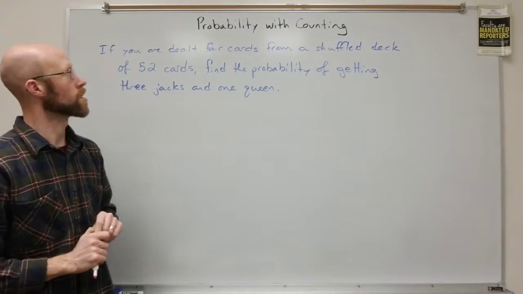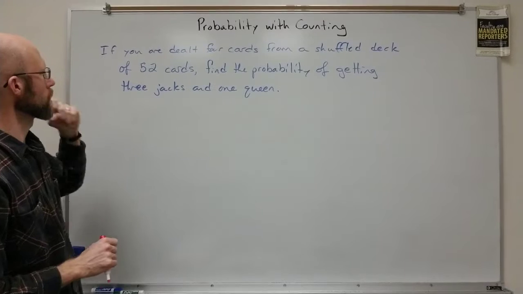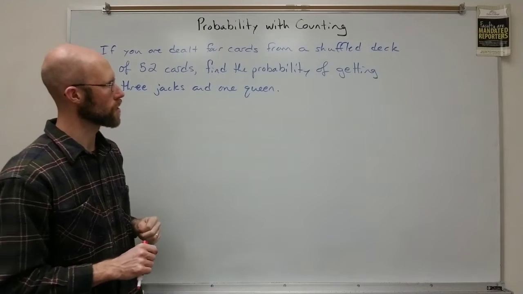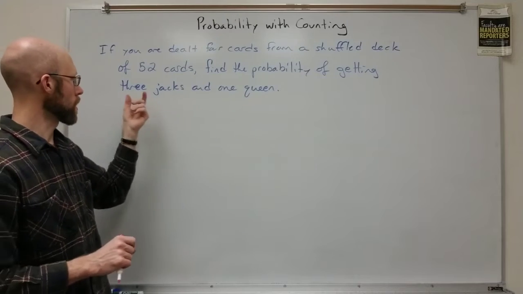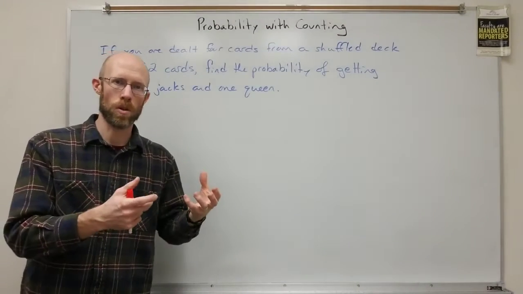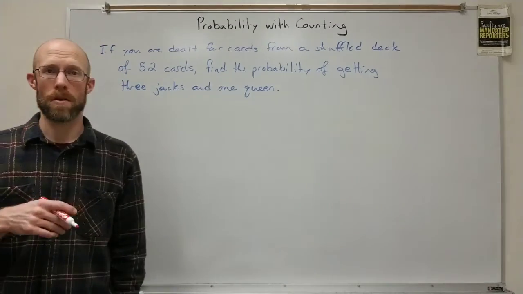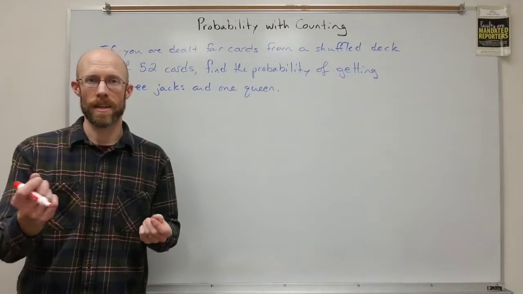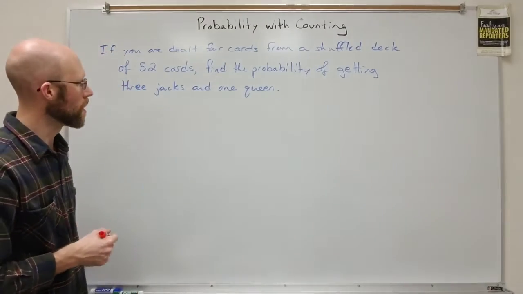One last example here with counting. We have a deck of cards, and if you're dealt 4 cards out of a shuffled deck of 52, find the probability of getting exactly 3 jacks and 1 queen. Now, it doesn't matter which 3 jacks and which 1 queen you get, we just want that probability. It also doesn't matter what order they come in, right? They can come in any order, jack, queen, jack, jack, or whatever, it doesn't matter.